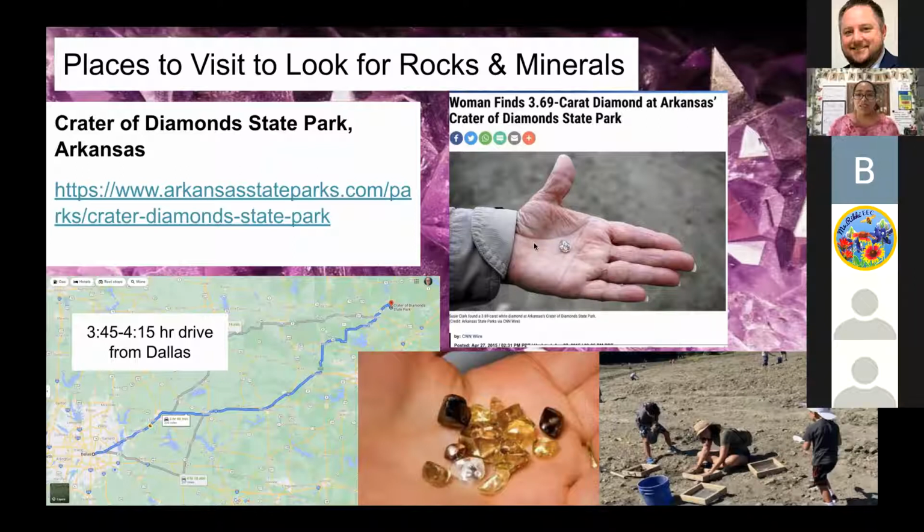And something interesting, back in 2015, a woman actually found a 3.69 carat diamond at that very same state park. And you can see some other examples of gems that people have found there, and you can actually keep them too. So something interesting. I'm going to go ahead and stop my share, and that's all I have for you guys on mineral streaks. We're going to give it back to Dr. Gorman to answer any questions.